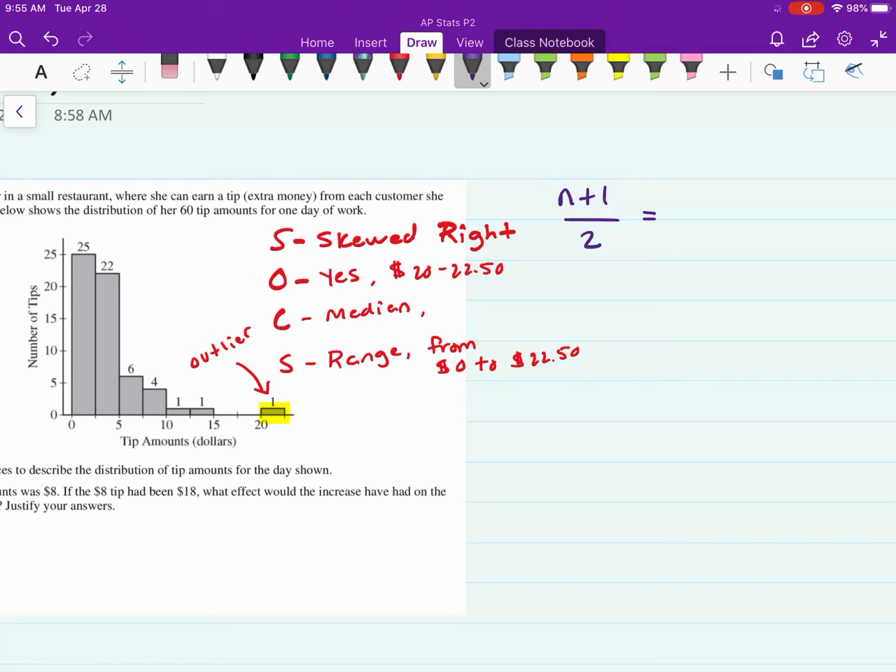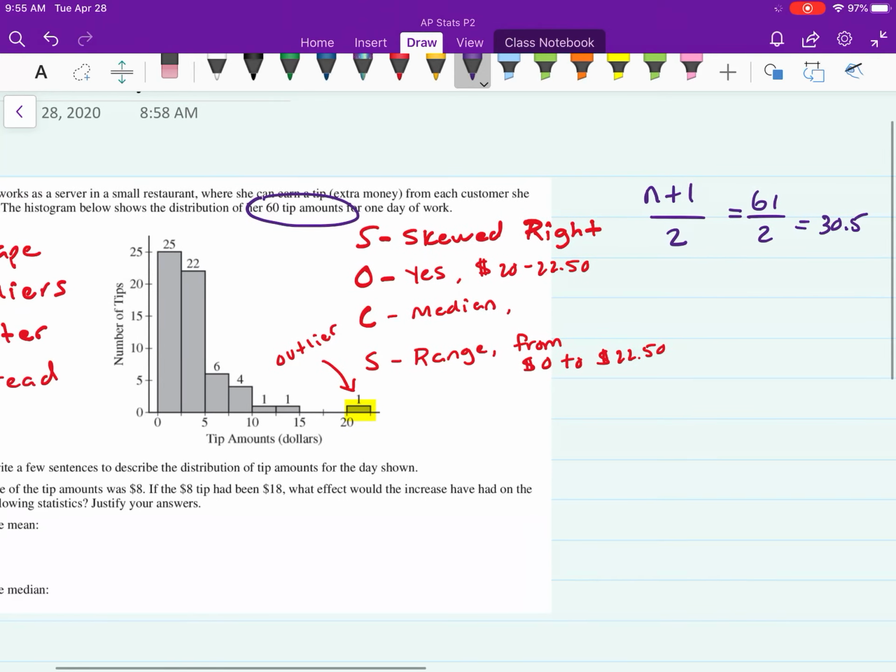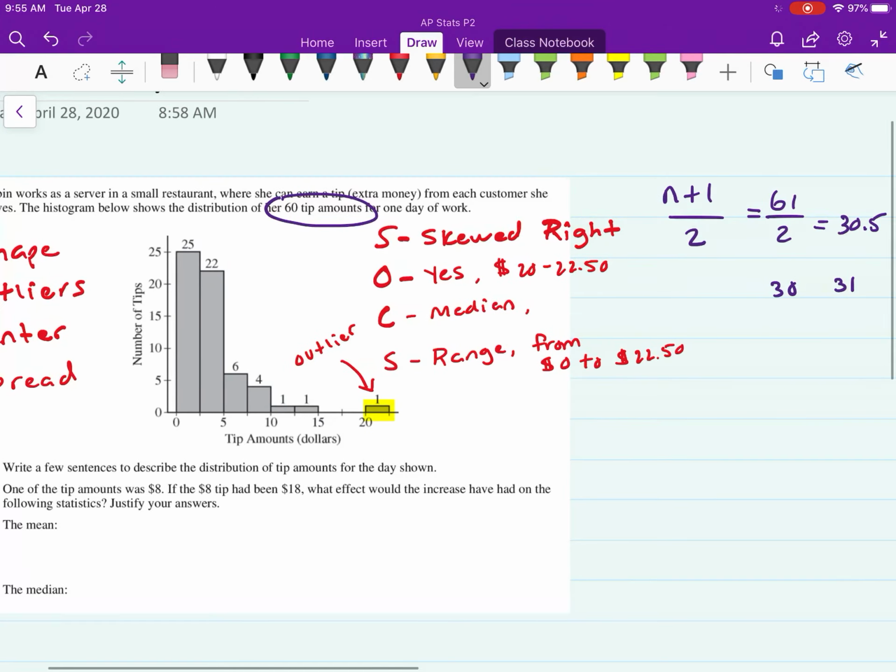N is how much data you have. We have 60 tip amounts, so 60 plus 1, 61 divided by 2 comes out to be 30.5. Now that doesn't mean that the median tip amount is $30.50. It means that the median tip amount is in between the 30th and the 31st tip. So how much is that tip amount in between the 30th and the 31st tip?